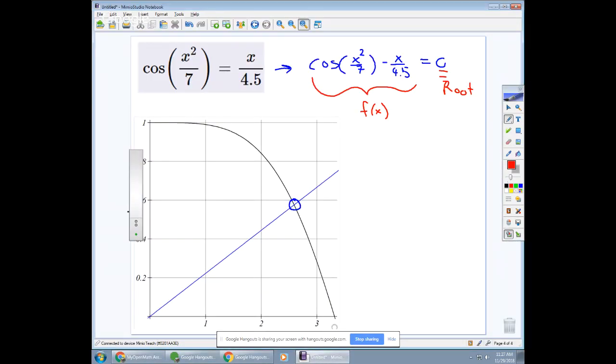So that's the only trick here. Once I've got that down, then I take the derivative. So f prime of x is going to equal, let's see, derivative of the cosine is the negative sine. Chain rule says leave the x squared over 7 alone for a moment, but then multiply by its derivative. So that would be 2/7 x, or 2x over 7 if you prefer. So that's the derivative of that part. Negative x over 4.5 is just a constant multiple of x. The derivative of x is 1, so then I'm going to have a minus 1 over 4.5.